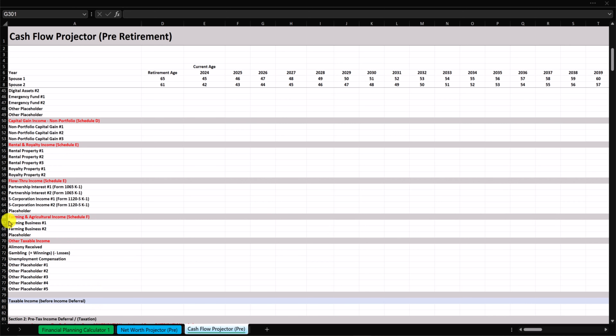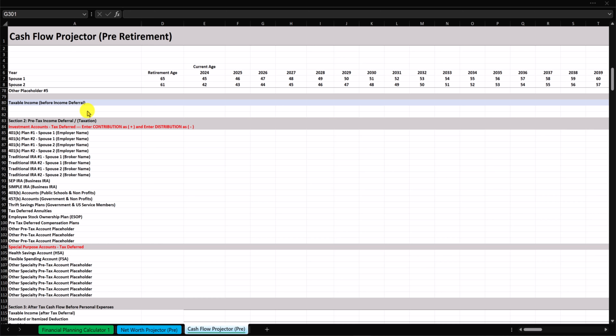After that, we have our farming and agricultural income. Those are Schedule F items. And then finally, we have a catch-all bucket for other types of taxable income that you may have: alimony received, gambling, unemployment, and then a bunch of placeholders just in case there are some items contained within your specific fact pattern that don't fit appropriately in any of these other categories above. And so when we sum up all of those different types of income, that is how we will arrive at taxable income before income deferral into our pre-tax investment accounts.